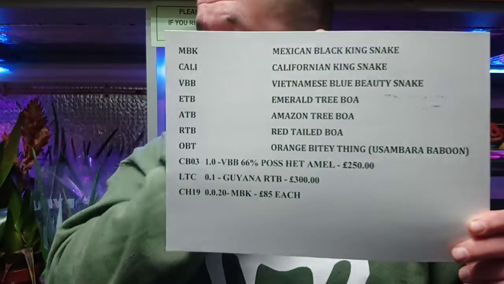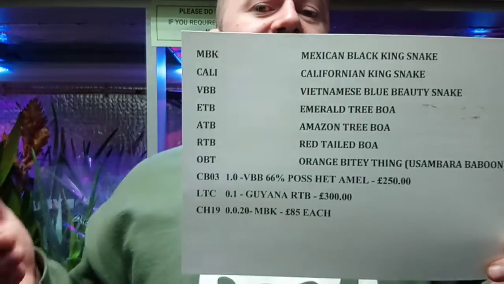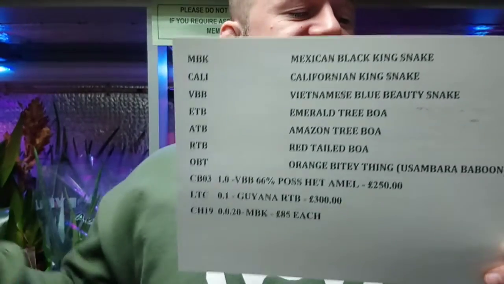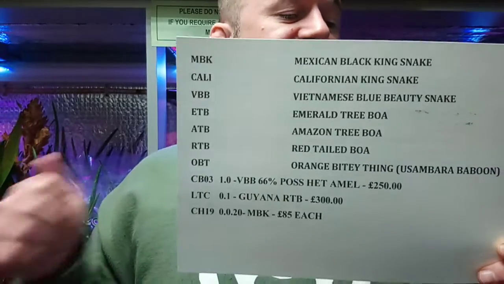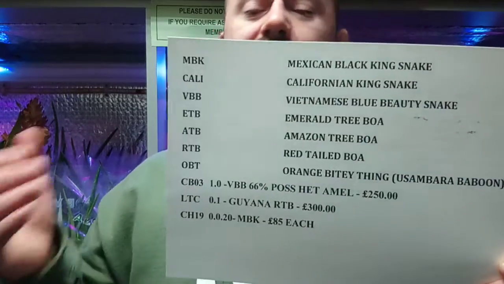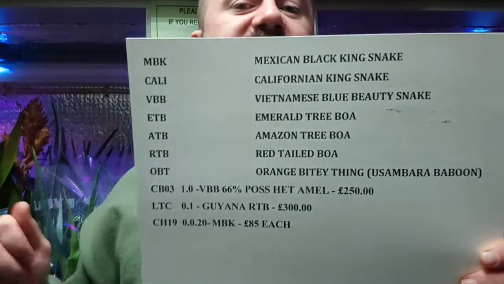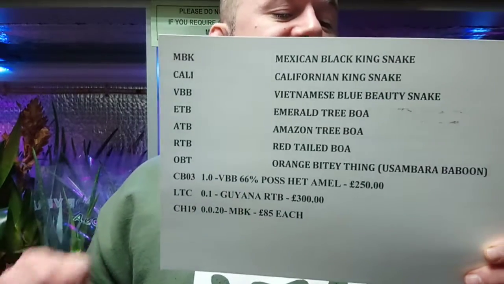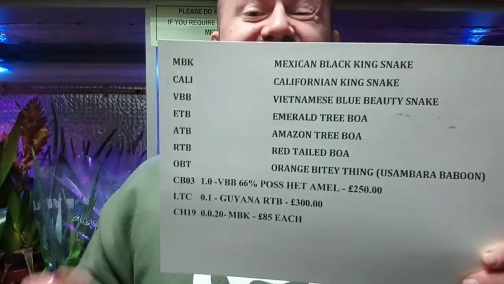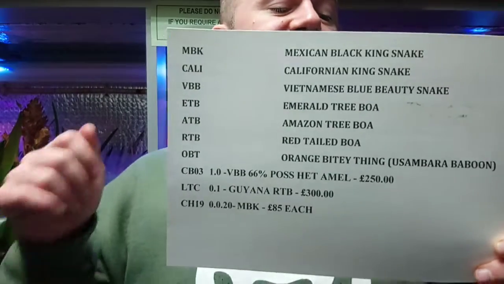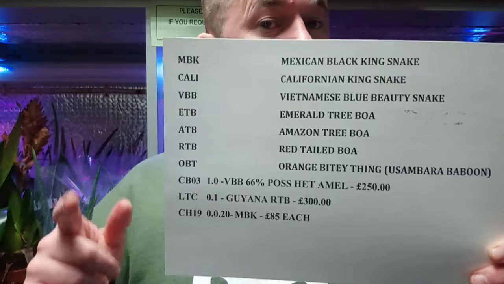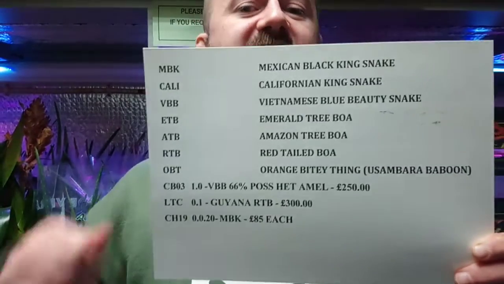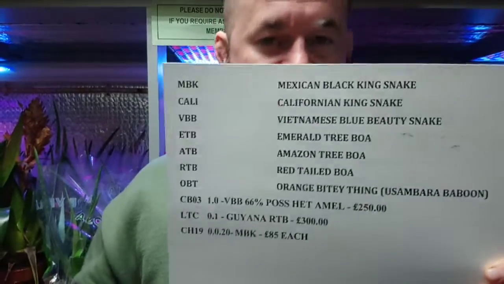So now I've given three examples at the bottom, which we're going to try and work our way through. CB03, captive bred 2003, 1.0, so a male. VBB, Vietnamese Blue Beauty Snake, 66% pos het, 66% possibly carrying the gene AMEL. AMEL's full word, amelanistic, an animal with no melanin. And then the price. Obviously, if we could get pos het albino Vietnamese Blue Beauties, no doubt they'd be worth a fortune, but we can't. It was just an example to show you, obviously.